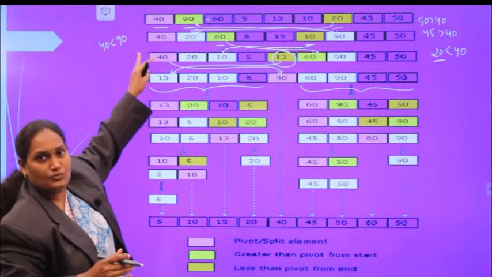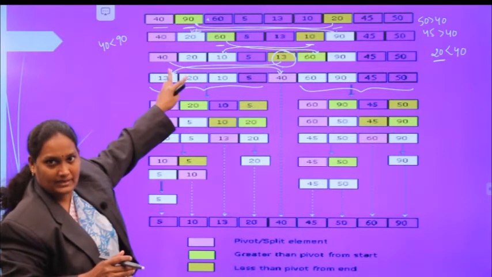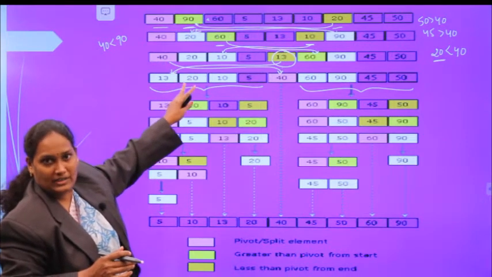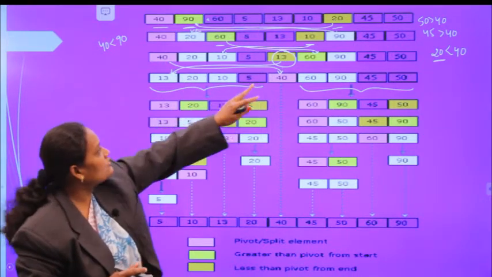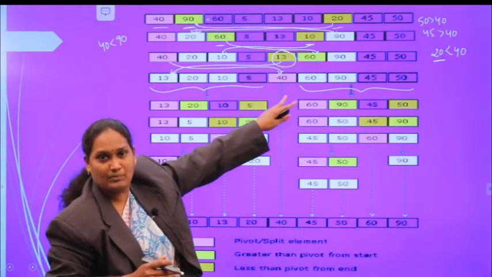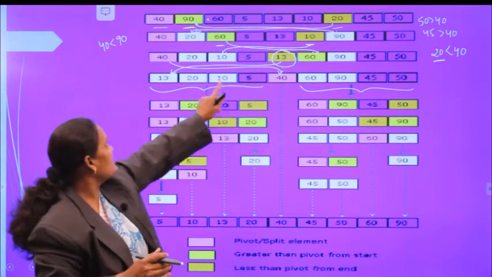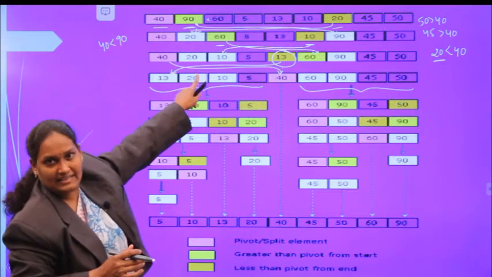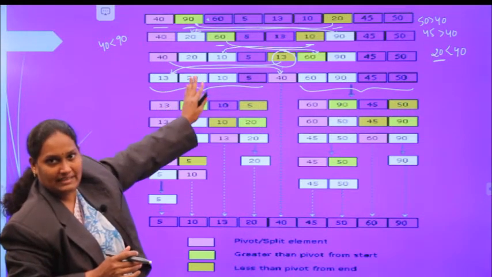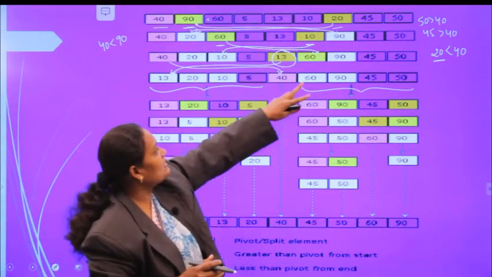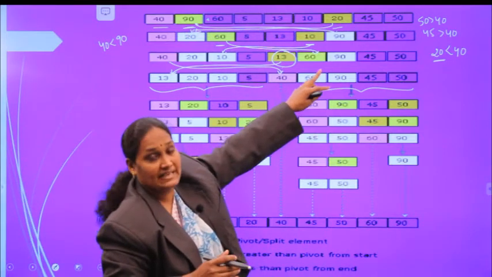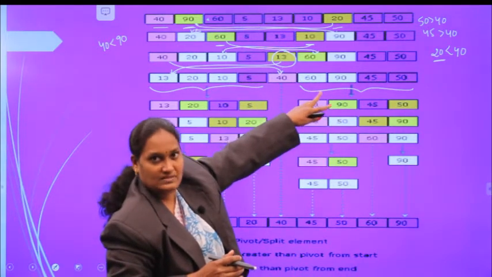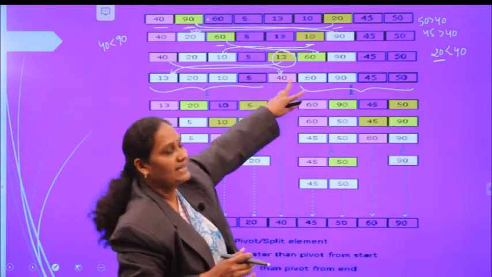First we consider 40 as the pivot element. I need to find an element which is greater than 40 from the left side, and an element which is less than the pivot from the right side. First I compared 90 with 40. 90 is the greater element, so I found the first greater element from the left side. And coming to the right side, 50 is greater than the pivot, but I need a lesser element. I am going to compare with 45. This is also greater. I am going to compare with 20.